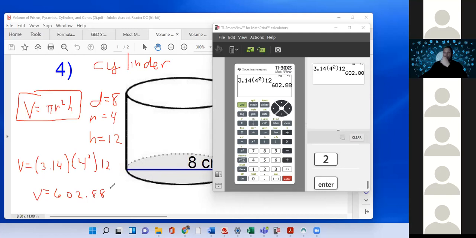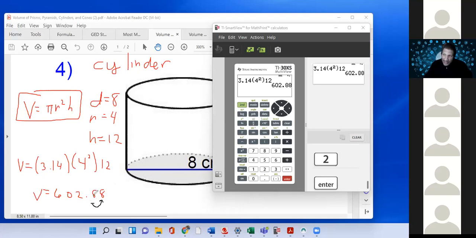Now, if we want to round off to the nearest tenth, with two 8s, is it the first 8 or the second 8 that's in the tenths place? The first 8. We look at the number to the right. Is that 5 or above? Yes.